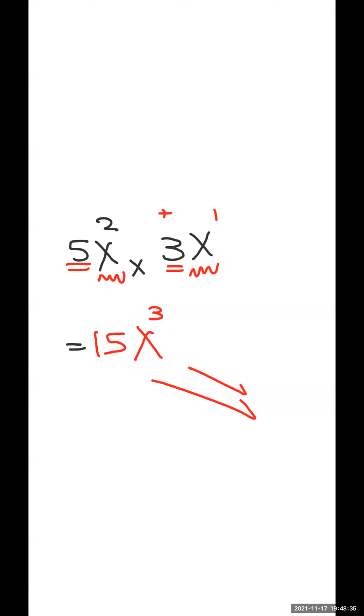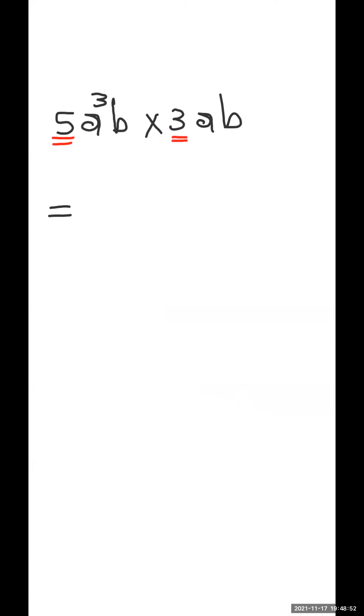Let's solve some questions related to this point. If I want to multiply 5a to the power 3 b times 3ab. So now, as we said, multiply the coefficient times the coefficient. So 5 times 3, 15. A to the power 3 times a, it will be a to the power 4. Then b times b, b power 2. That's it.